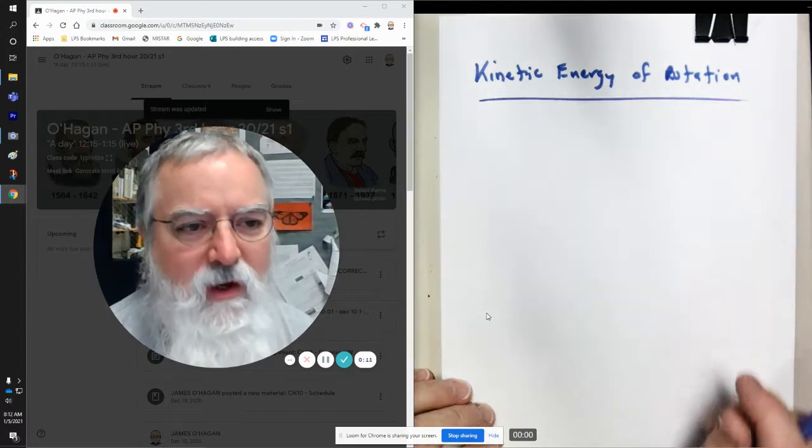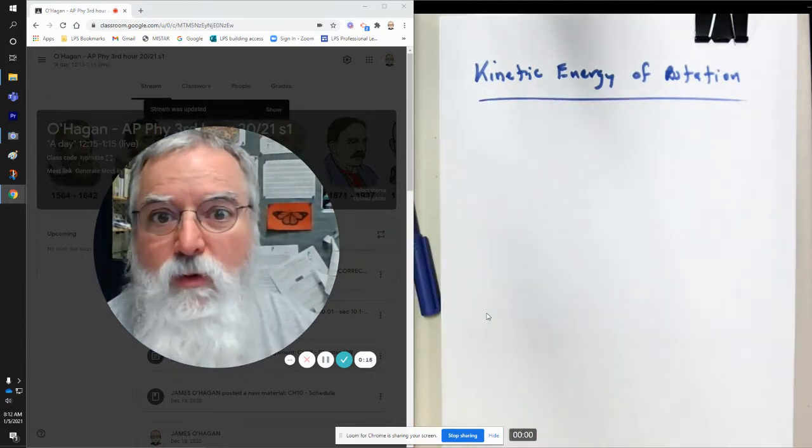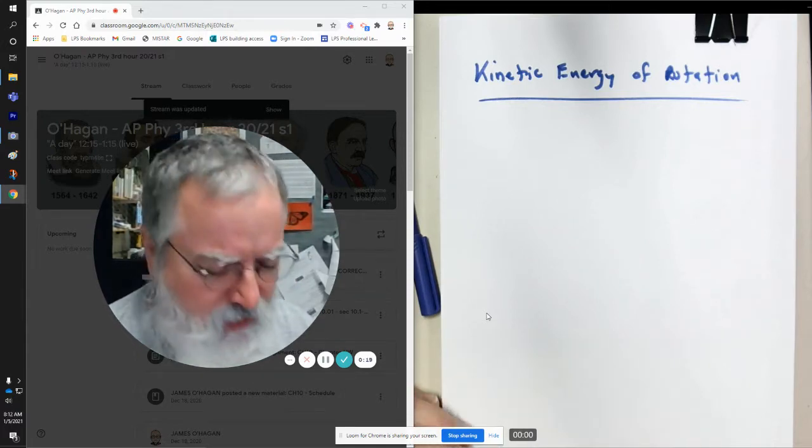Today we're going to be talking about kinetic energy of rotation. There it is, right there. So we're going to have an object rotating, and we're going to see the kinetic energy of it. But let's start off with talking about translation.